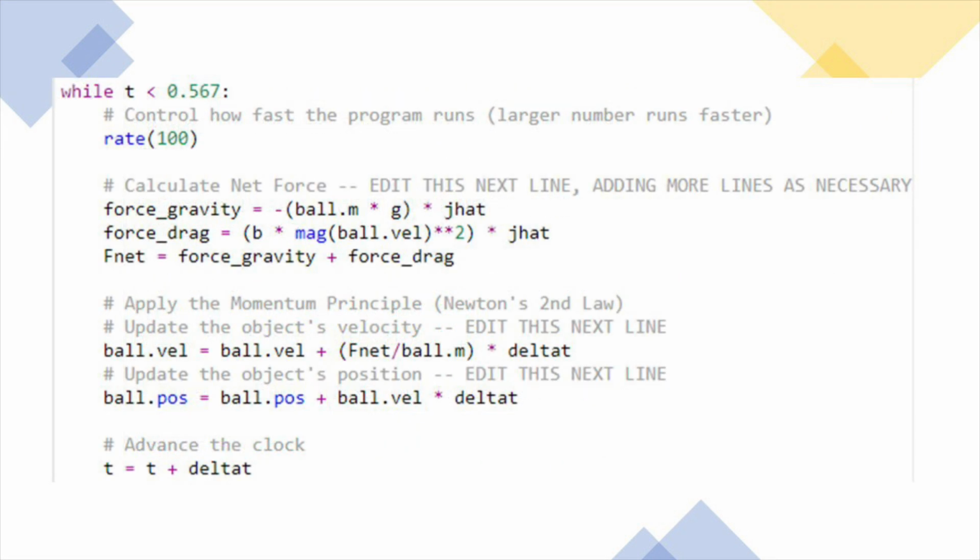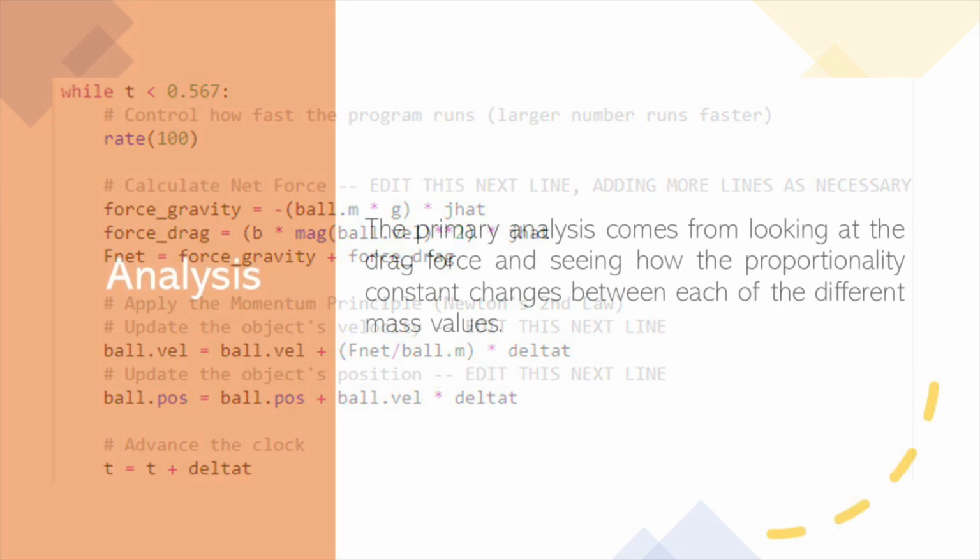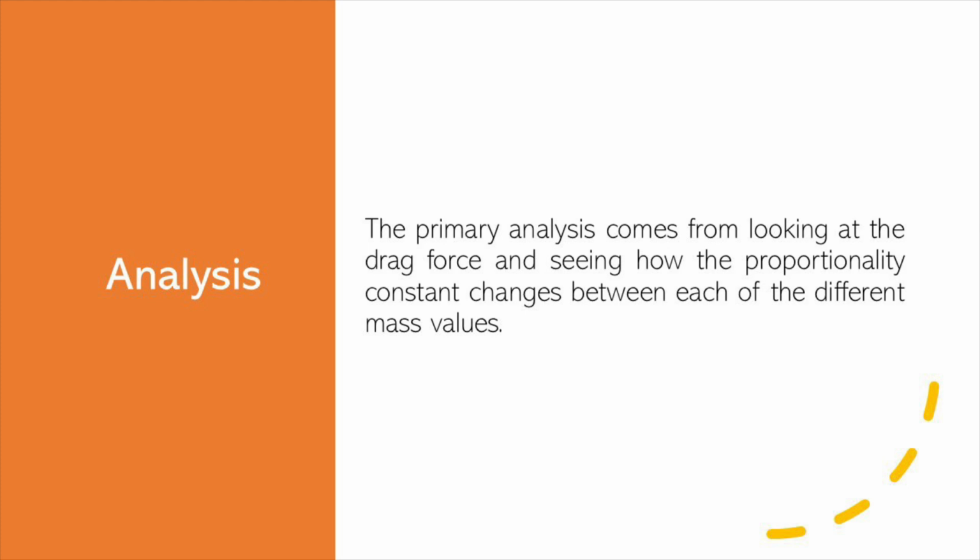This is the time calculation loop where the forces of gravity and drag were updated over time, and the velocity and position were updated over time, as well as the time was moved forward with the t and delta t. So essentially, the primary analysis will come from looking at the drag force and seeing how the proportionality constant changes between each of the different mass values.